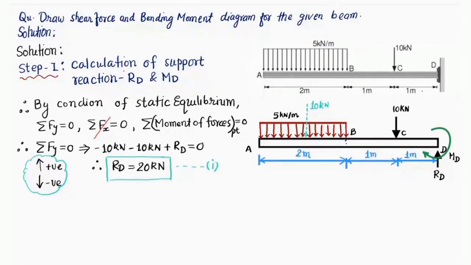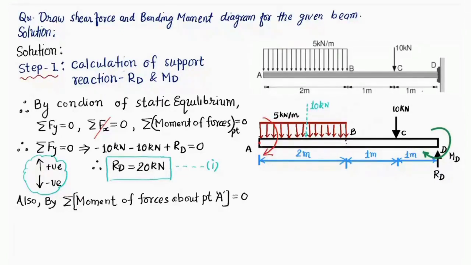Now I can use the second condition, friends. The summation of moment of forces about any point is going to be 0. You can take practically any point on the beam, so I will take point A. Summation of moment of forces, so we are considering moment of forces about point A. I'm going to put this point A as a hinge point, and then let's apply the forces. Due to application of this 10 kilonewton, your beam is going to rotate in this sense, like this, in the clockwise sense, friends.